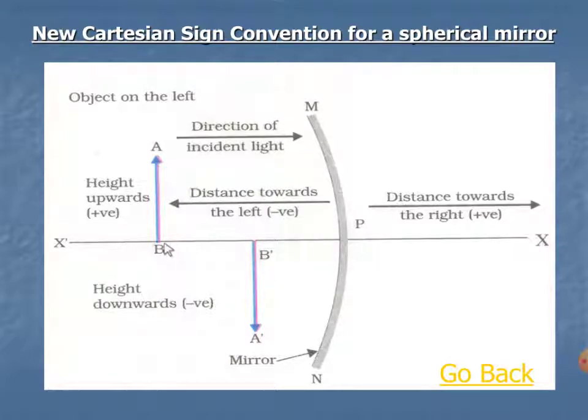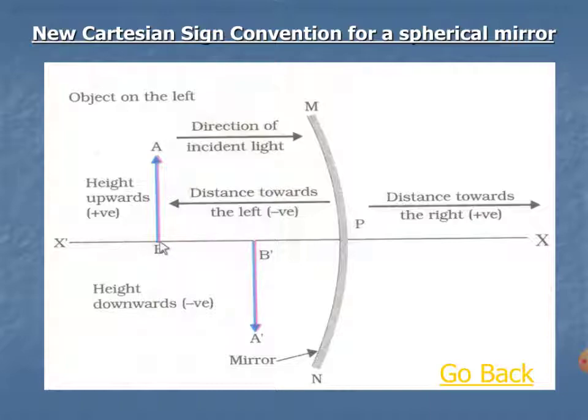And if you are going to measure the distance of this object, for example, then you have to start from the pole, 0, 1, 2, 3, 4, and so on. Suppose it is 6 centimeter, then this measurement is done against the direction of the incident ray. The incident ray direction is from left to right, and your measurement is from right to left, right? So you have to assign that measurement as negative, right?